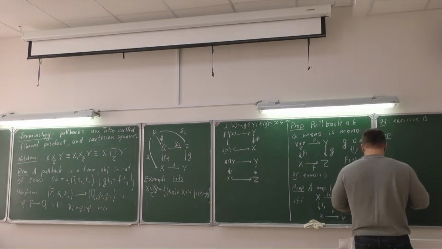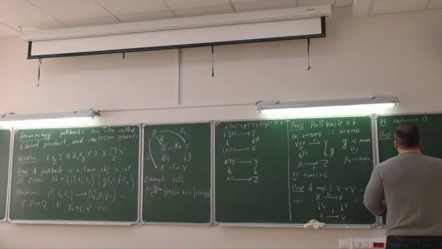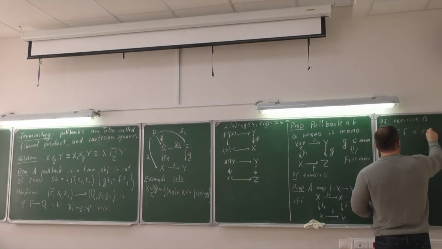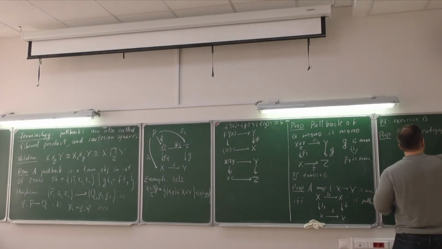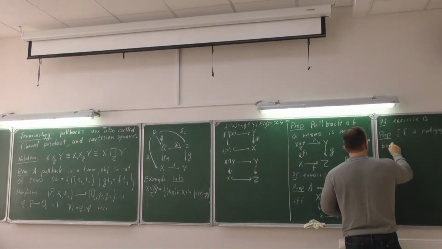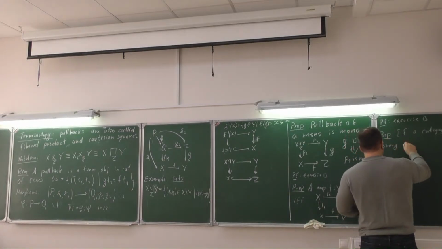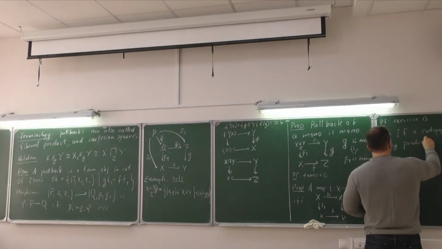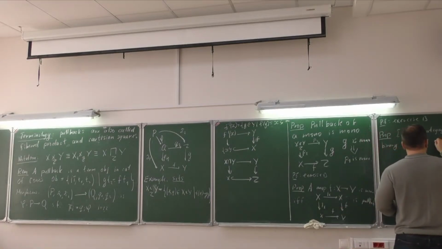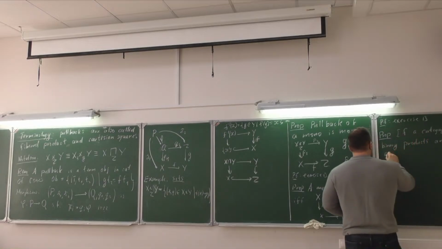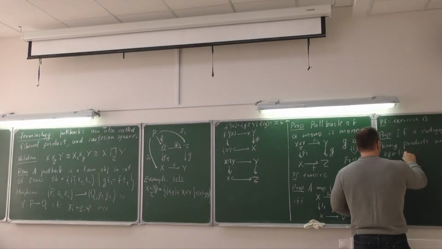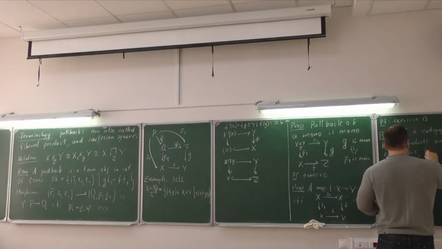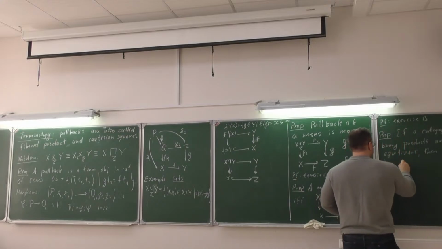Proposition. If a category has binary products and equalizers, then it has pullbacks.